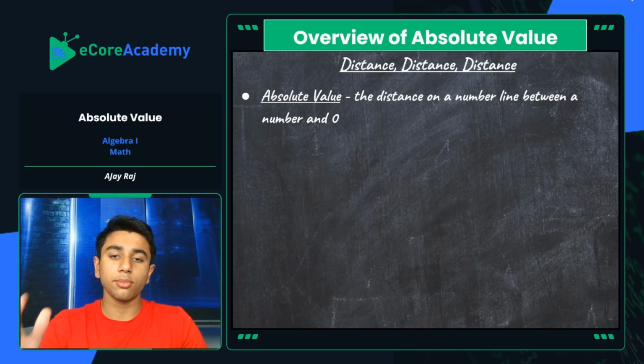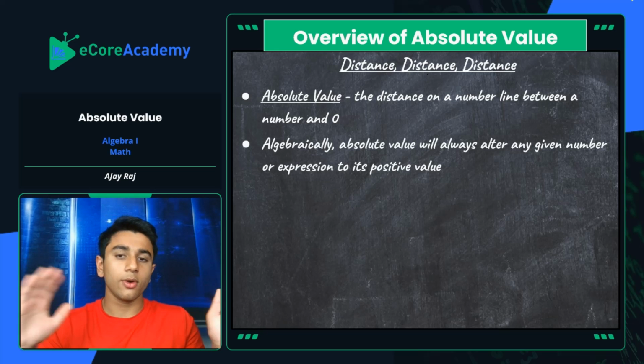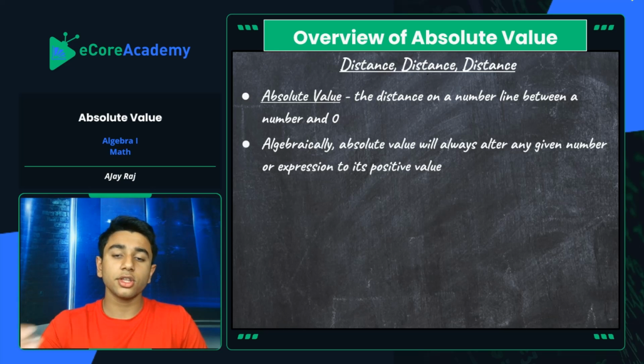So wherever it is on the point, you'll calculate the distance from 0, and that positive value is going to be your distance. And like I said before, algebraically as well, absolute value will always alter any given number or expression to its positive value. So once you put those bars around a certain expression or a given value, it automatically changes the answer to the positive form.